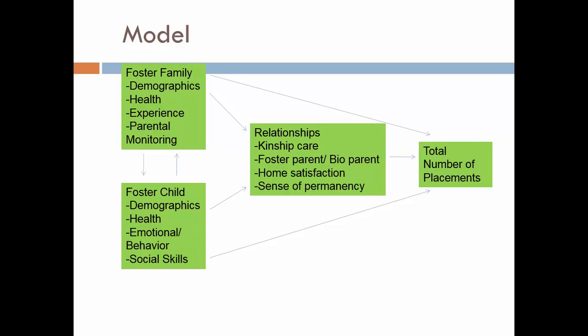Then I also had relationships. And I looked at kinship care, which is foster family placement with a relative. I looked at the relationship between the foster family and the biological parent. I looked at how satisfied the child was with the home and whether or not the child felt they had a sense of permanency. And I thought that the foster family and foster child characteristics affected that relationship. So you see there's arrows drawn there. And then I also thought that the relationships affected the number of placements. So there's an arrow drawn between those two boxes.